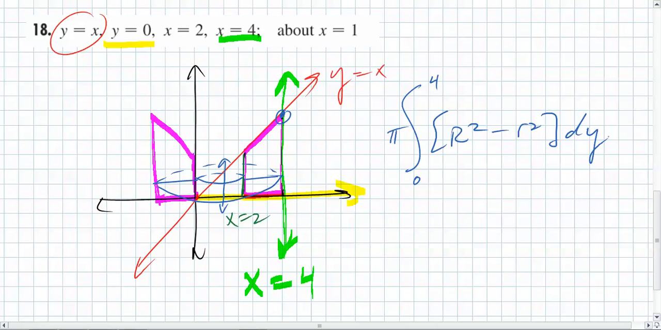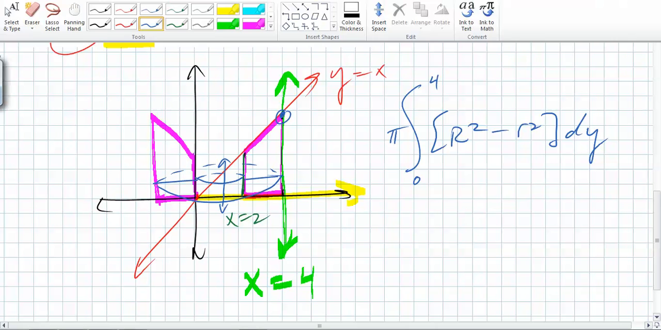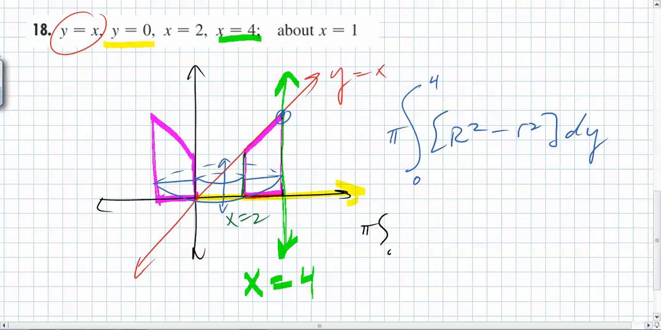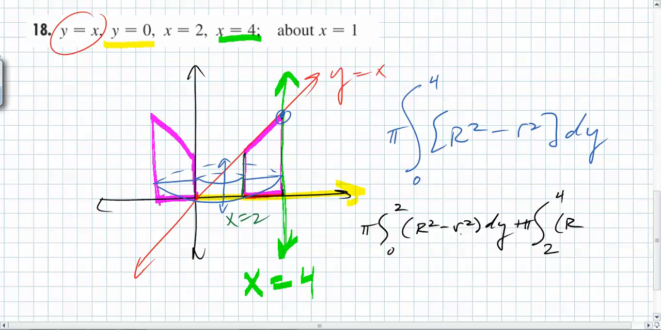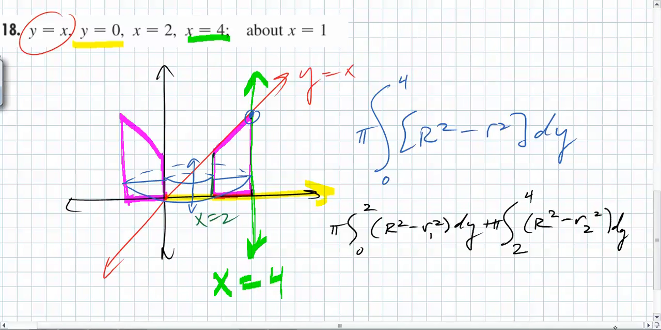So how many integrals are we going to need to use? 2 of them. The first one is going to be pi from 0 to what? It goes from 0 to 2 of big R squared minus little r squared dy. And we're going to add together 2 to 4, yeah, there's a pi outside, thank you. 2 to 4 of, we'll call this r, the little r1, and the second radius, little r2, because there's going to be a second function in there.